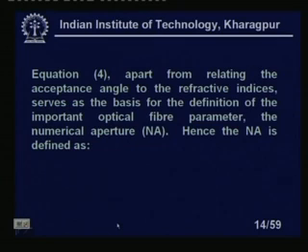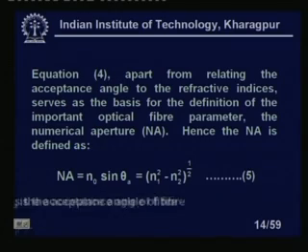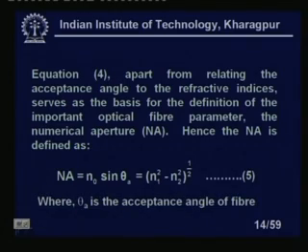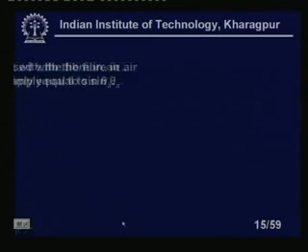Equation 4, apart from relating the acceptance angle to the refractive indices, serves as the basis for the definition of the important optical fiber parameter, which is called the numerical aperture. Hence, the numerical aperture or NA can be defined as NA equal to n naught sin theta A, where theta A is the acceptance angle of the fiber, equal to (n1 square minus n2 square) to the power half, equation number 5. I should actually write the theta in the previous equation, equation number 4.